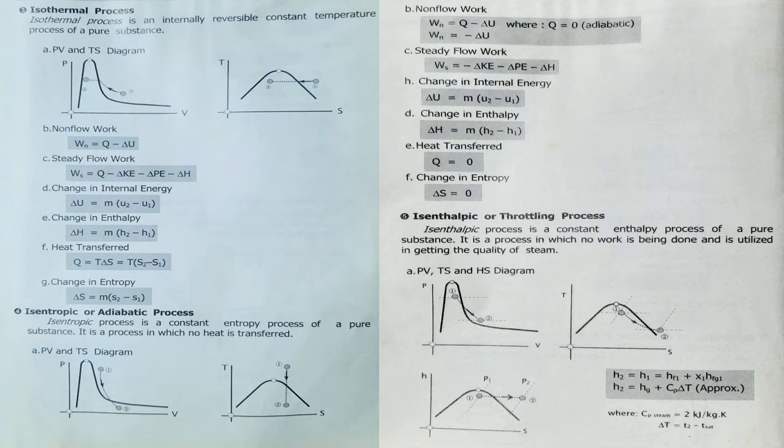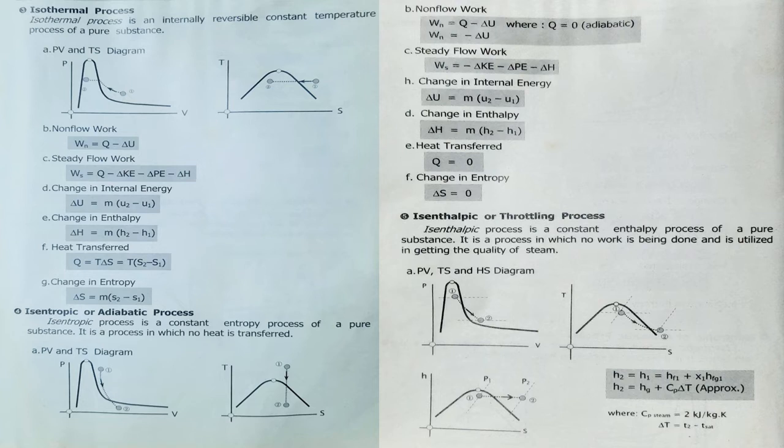Steady flow work mo, since wala kang heat, so negative change in kinetic energy minus change in potential energy minus change in enthalpy. Since change in internal energy mo, again, the same. Mass times your change in specific internal energy. Change in enthalpy mo, again, mass times your specific enthalpy. Heat transfer mo, since this is adiabatic, Q is equal to 0. Also, since it is isentropic or constant entropy process, so change in entropy mo, 0.